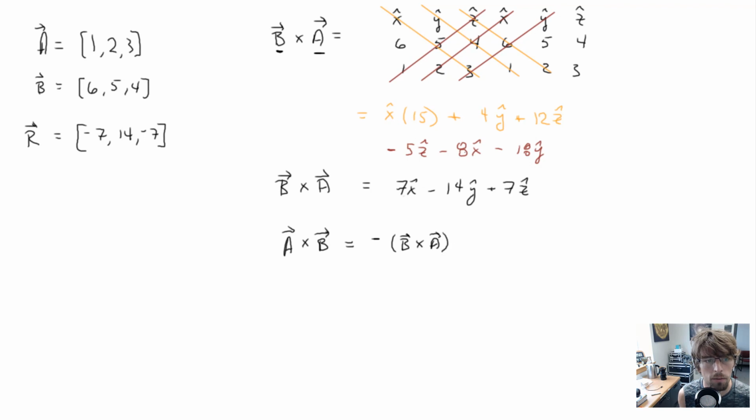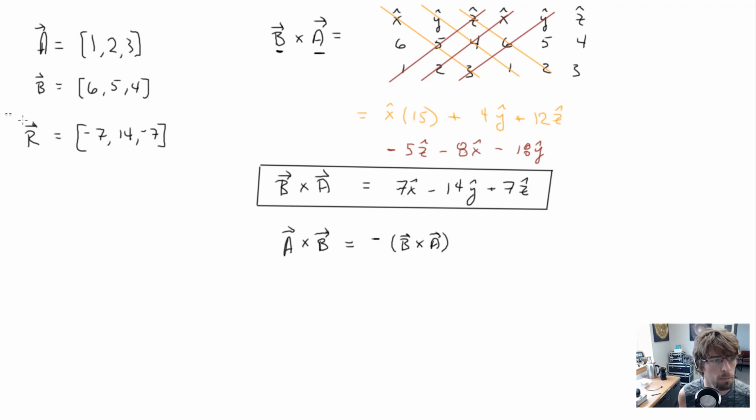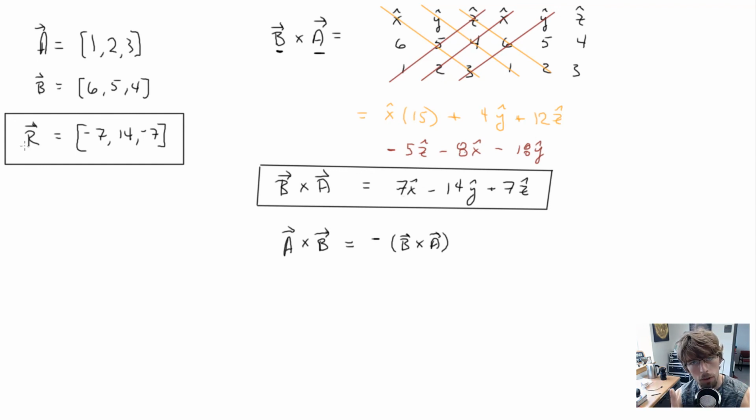If I compare this result that I just got, B cross A, to what I had previously right here, you see that those are negatives of each other. If I put a negative sign in front of this expression, I will end up with the original result. So it turns out if I swap the order in the cross product, I end up with an additional negative sign. So pretty cool. Be careful about that.